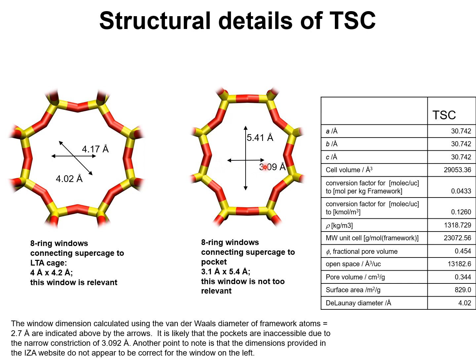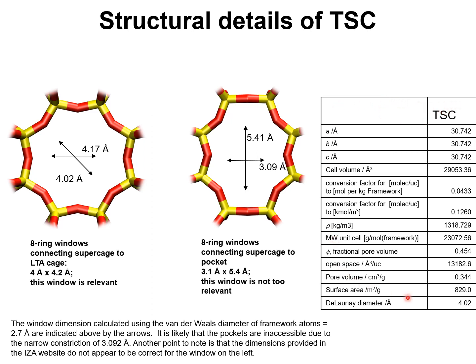Due to the narrow constriction, it's likely that these windows do not allow any gas molecules to occupy the side pockets because of the severe restriction to molecular motions. So this window is irrelevant, and the storage capacity of gas molecules inside the pockets is very, very limited.